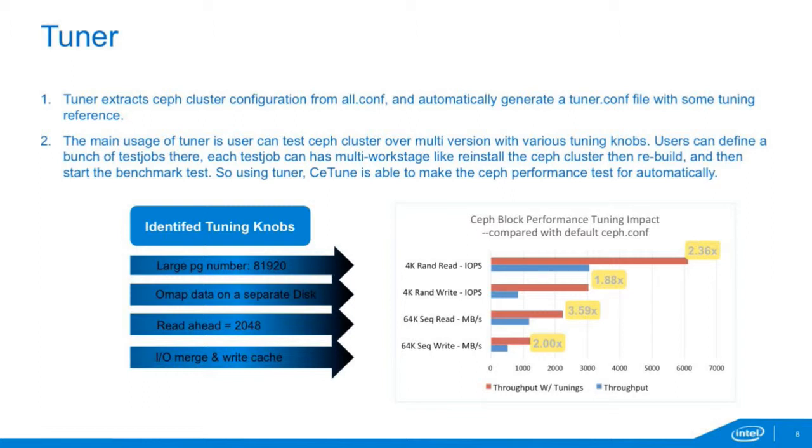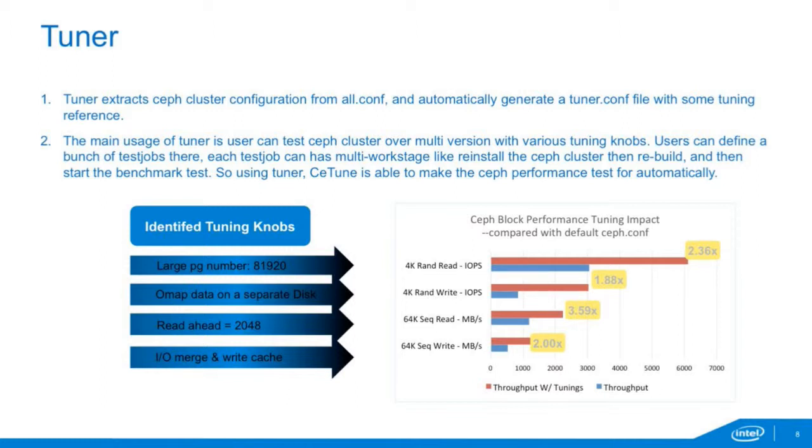And this is an example of how we can use the tuner to identify some tuning knobs. For example, when we increase the placement group number, we can significantly improve the performance for 4K random read, because the default value is far too small. And when we store the OMAP data on a separate hard drive or separate SSD, we can significantly improve the throughput because the metadata operations on the key value database become much faster. When we use the read ahead, it can also increase the sequential read performance because it improves the sequential operations on the OSD side.